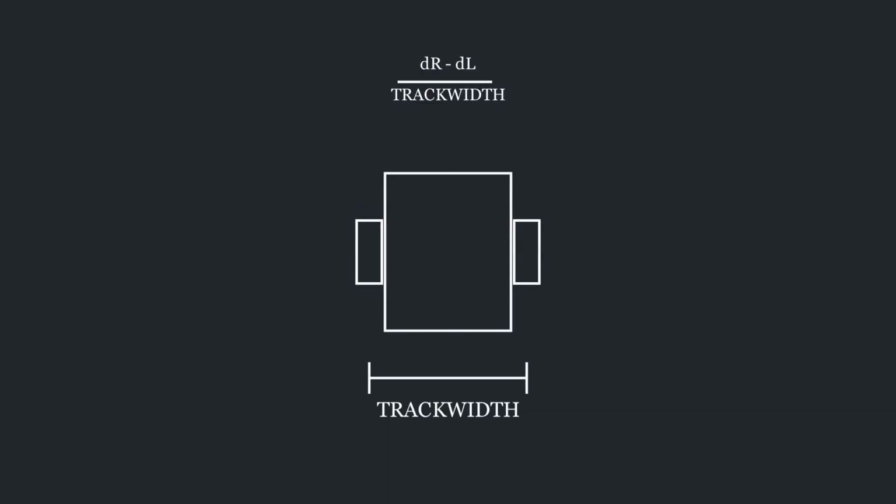Don't have an external heading sensor like the IMU? We just use kinematic equations and a constant, the track width, the distance between the centers of the two wheels, in order to calculate the heading. And we're pretty much done. So let's get to the actual implementation of it.